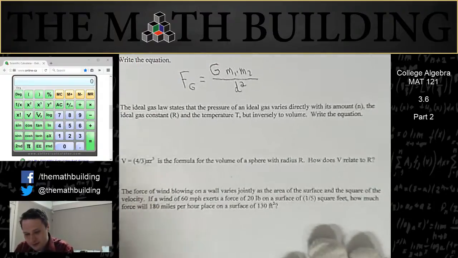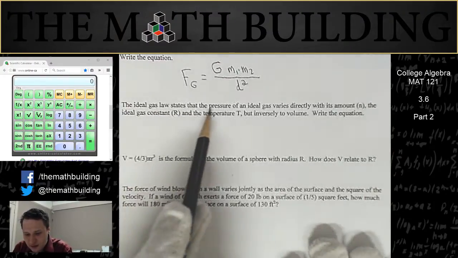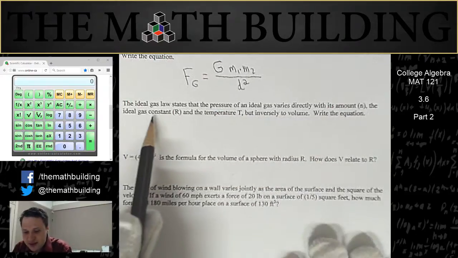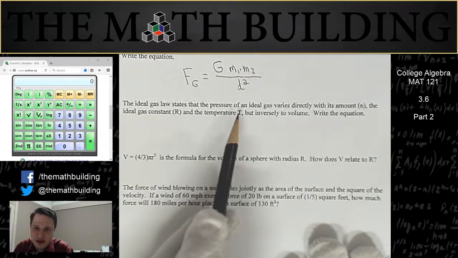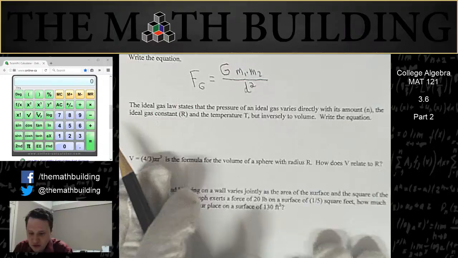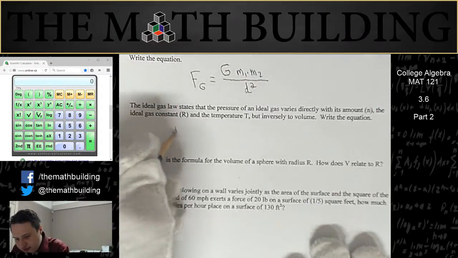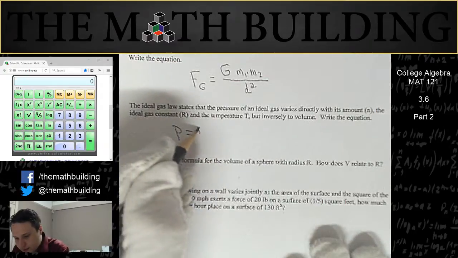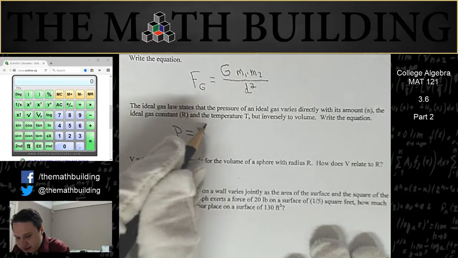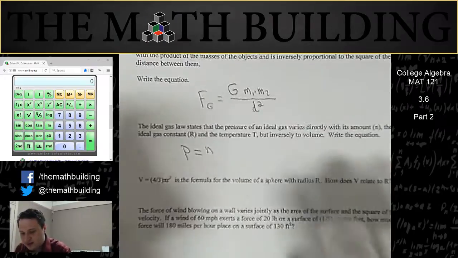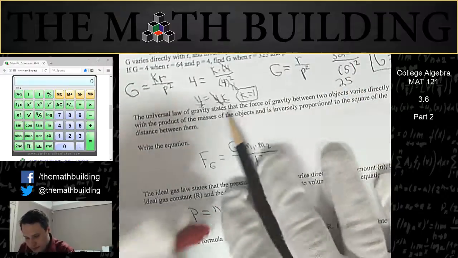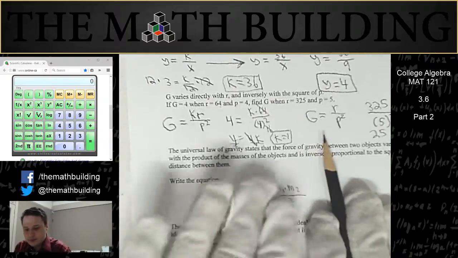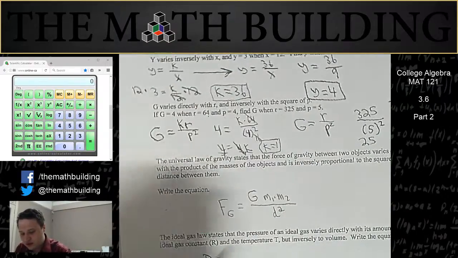All right, let's look at another one. The ideal gas law states that the pressure of an ideal gas varies directly with its amount, N, the ideal gas constant, R, the temperature, T, but inversely to volume. So write the equation. The pressure of an ideal gas varies directly with the amount. The ideal gas constant, I should have written that first actually, because that's the constant of variation. So the constant of variation is R.